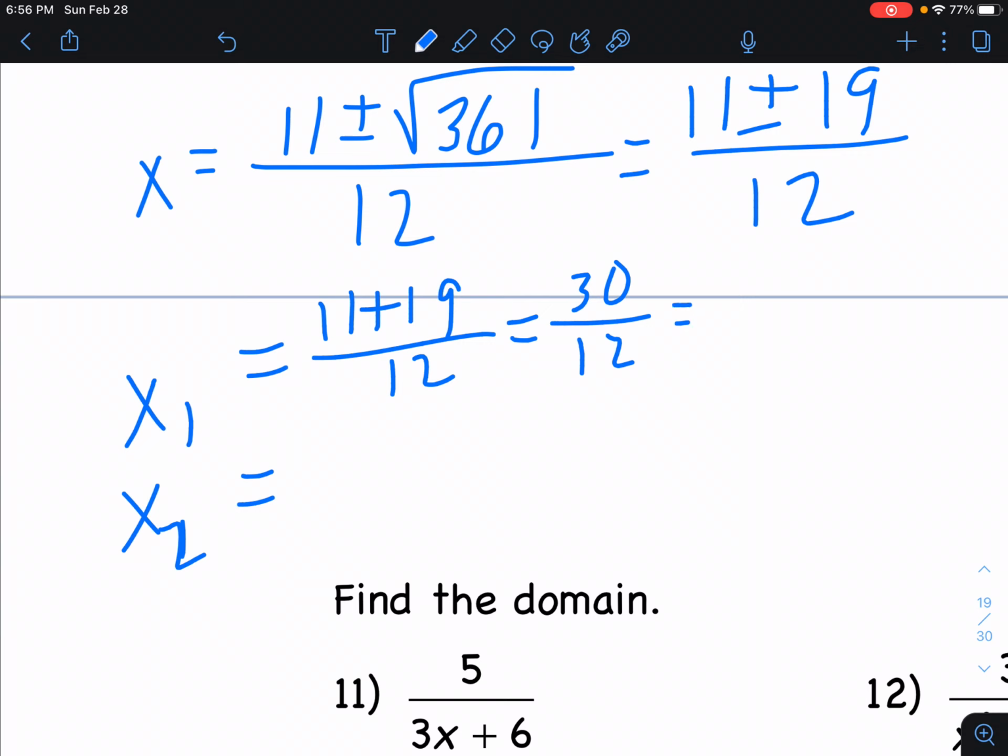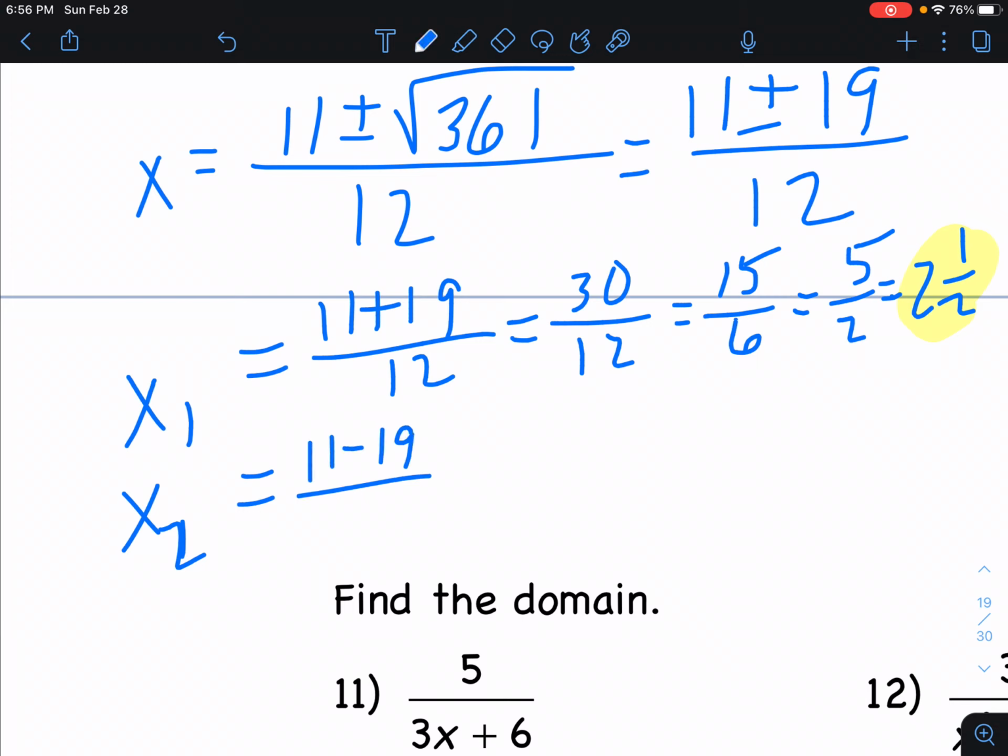That would divide by 2. That would divide by 3. And that would be 2.5. So one of my answers is 2.5. And then the other one, you do 11 minus 19 divided by 12. Subtract. And that would be negative 1/2. So there are your two answers.